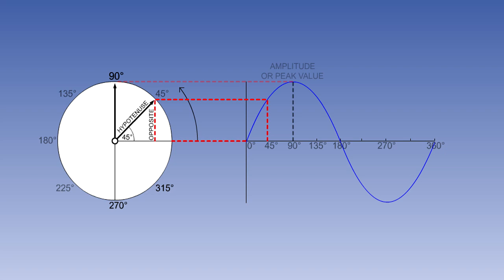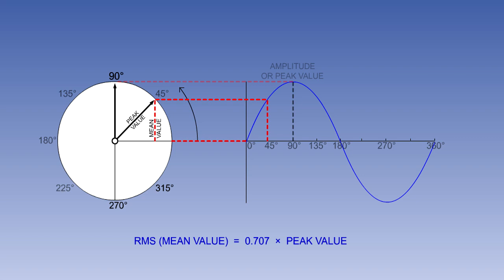As the values follow a sine curve, then the value at 45 degrees can be calculated using the formula sine equals opposite divided by hypotenuse. In our case, the hypotenuse is equal to the peak value, and the opposite is equal to the mean value. The sine of 45 degrees is 0.707. So in our case, 0.707 equals the mean value divided by the peak value.